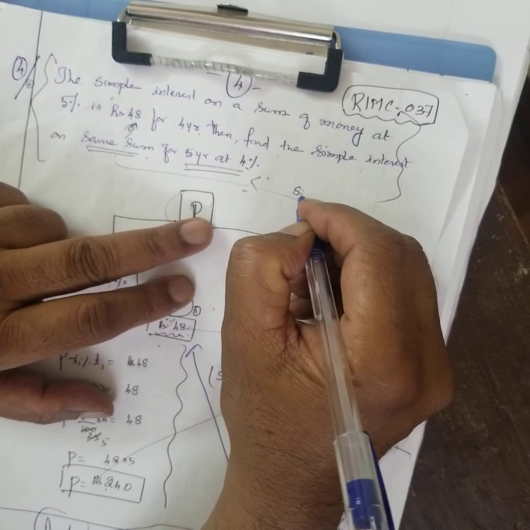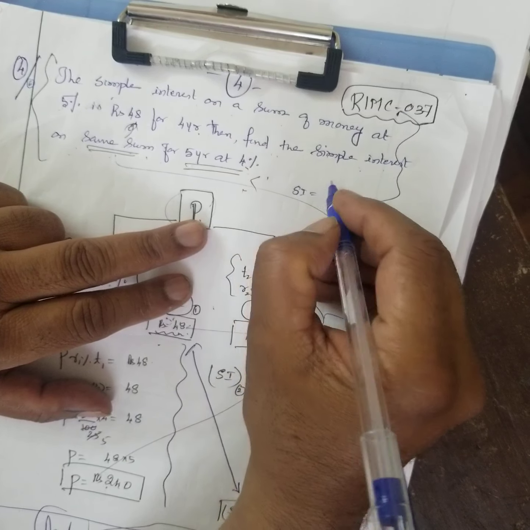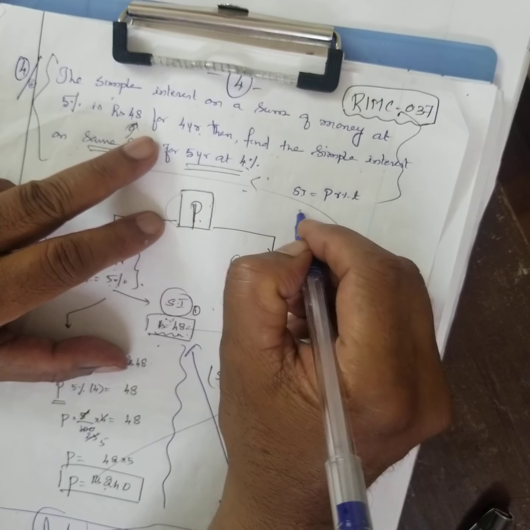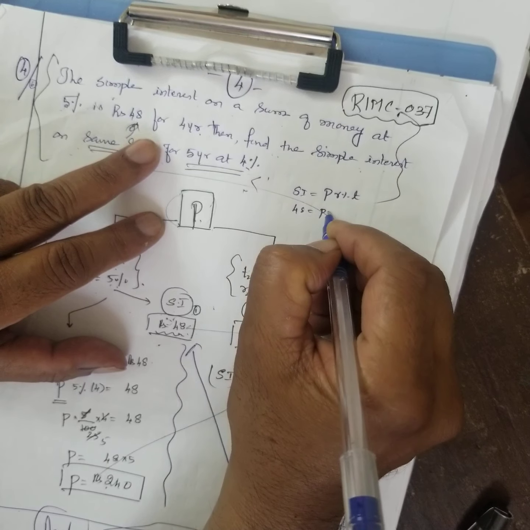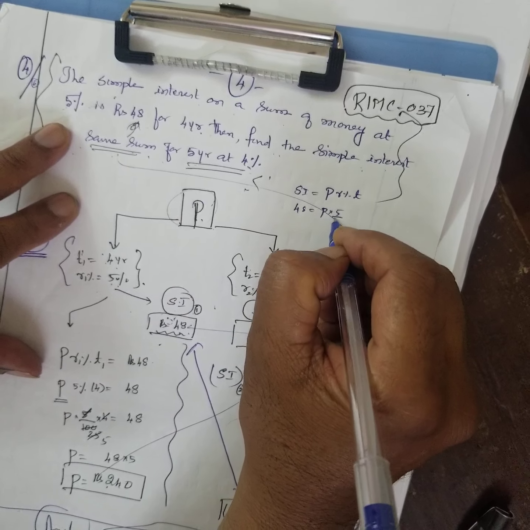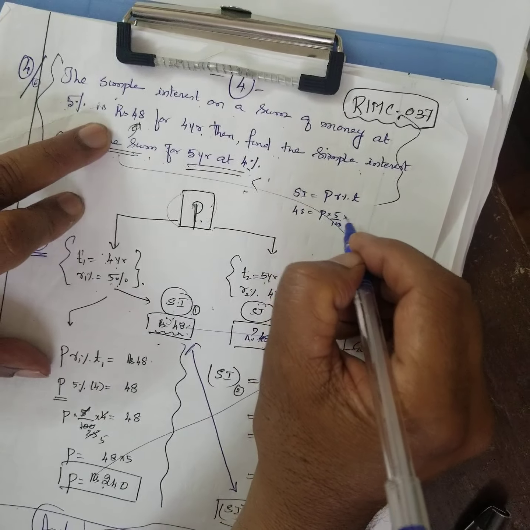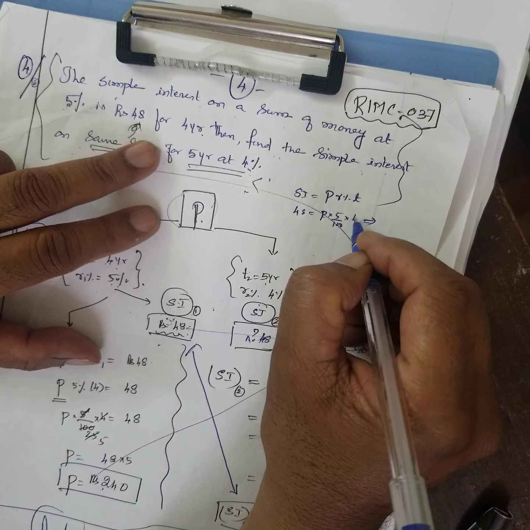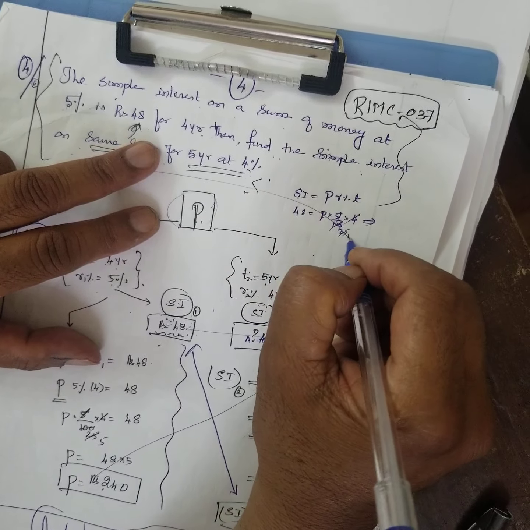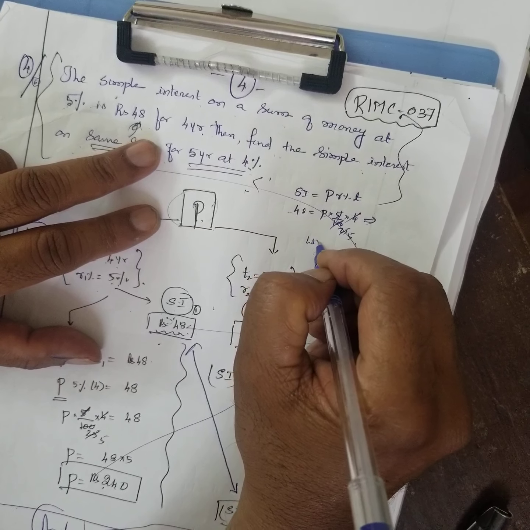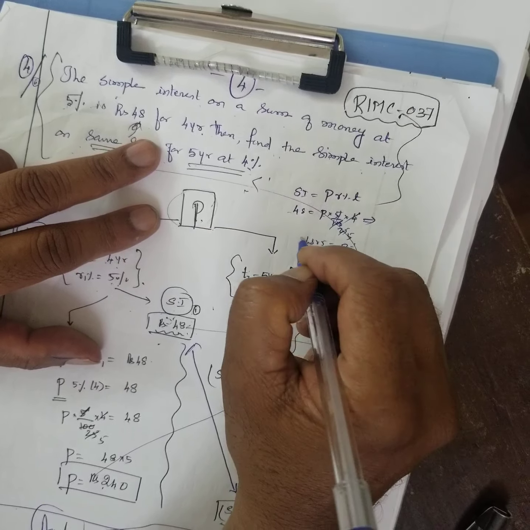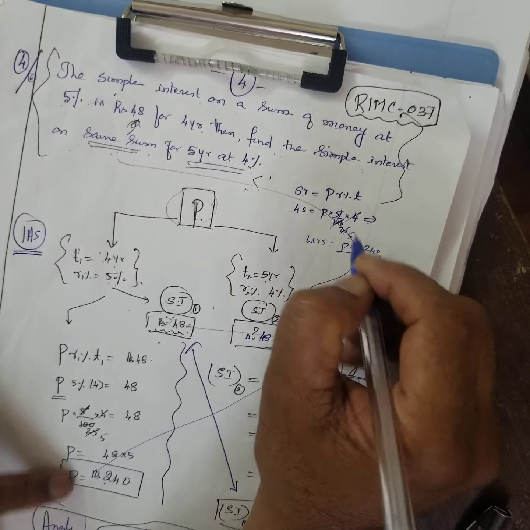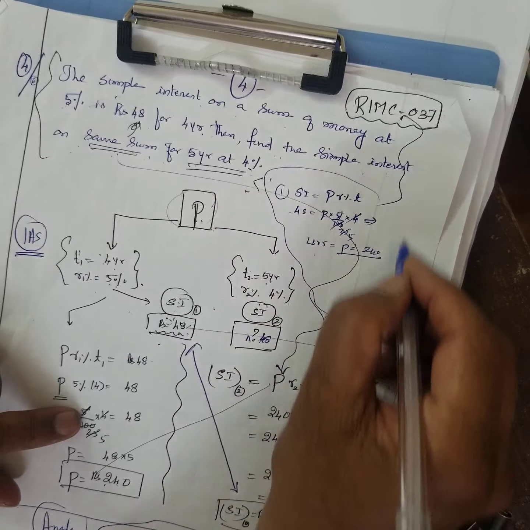Simple interest is equal to PRT. So what is the simple interest? 48. R is 5%. 5% into T is what? 4. Therefore, you get P, you can calculate, is it not? 48 into 5 is equal to P. 48 into 5 is 240. Therefore, I got 240. Here only, in such a small space I can calculate.